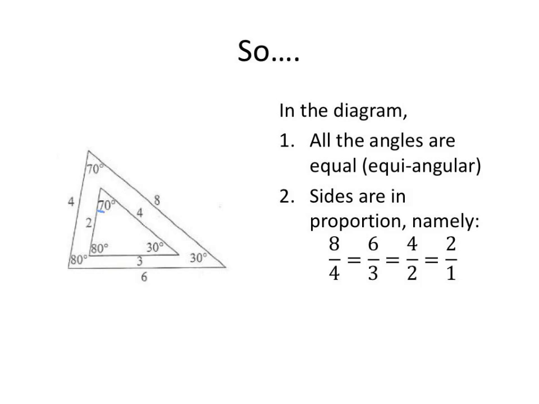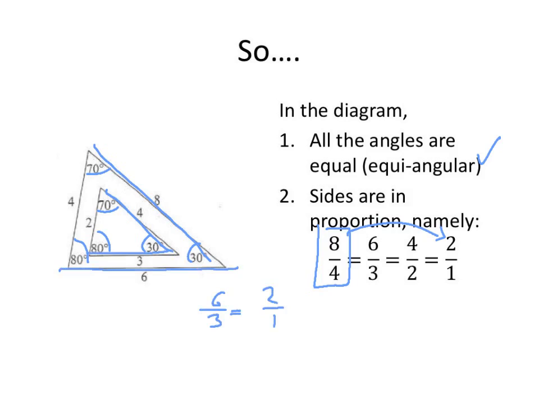In the diagram, all the angles are equal. So they're equiangular, so those triangles are similar. But their sides are in proportion. If I look at this side, 8 over 4, if I write it as a proportion, 8 over 4 can be simplified to 2 over 1, and I can do it to all the sides. Take 6 over 3, and I can simplify that to 2 over 1. If I take 4 over 2, that simplifies to 2 over 1. So all these sides are in proportion, and the angles are equal.